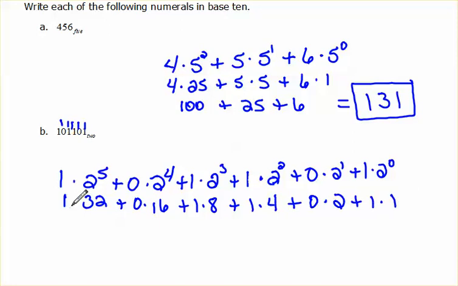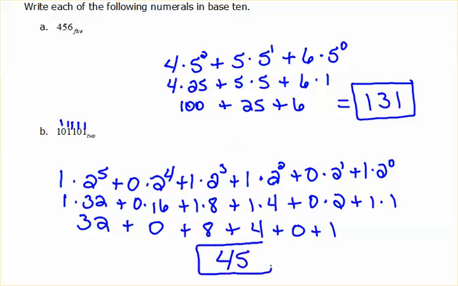Now we multiply each one of these little multiplication problems. So 1 times 32 would be 32, plus 0 times 16 would be 0, plus 1 times 8 would be 8, plus 1 times 4 would be 4, plus 0 times 2 would be 0. Oops, losing my mind today. Plus 1 times 1 would be 1. And when we add all of those together, we get the number 45.